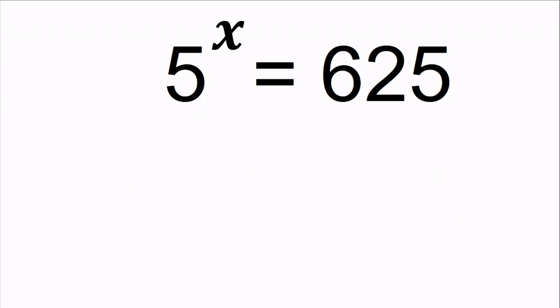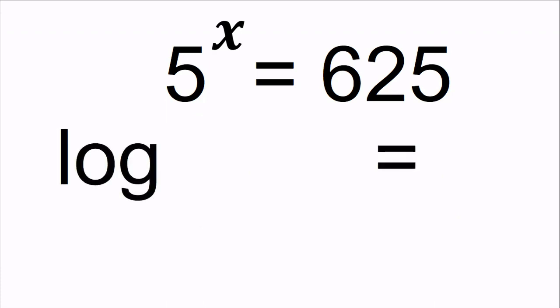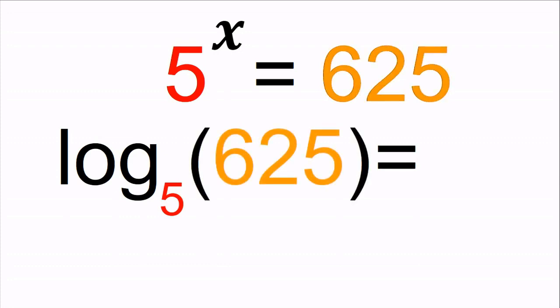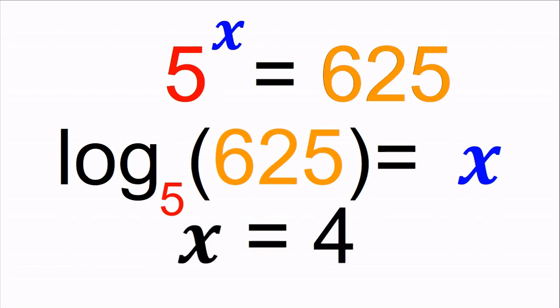So let's look at this example. 5 to the power of x equals 625. How can we write this as a logarithm? Well, we start off by identifying what our base is. So our base is 5. So we have log base 5. And in our brackets, we will have our result, which is 625. And at the end, we have our exponent, which is just x. So we can rewrite this as log base 5 of 625 equals x, and x equals 4.